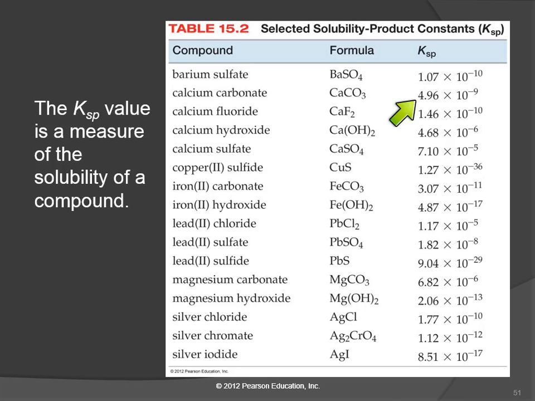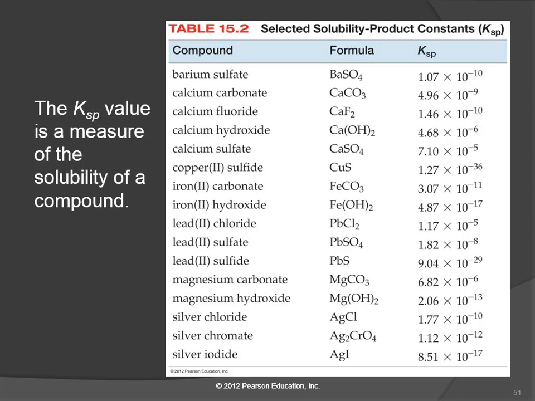So looking at this table, we can see that for some of these things, like lead sulfide, the solubility is very, very small, 10 to the minus 29. And for some of the others, it's larger, like 10 to the minus 6 for magnesium carbonate. That's still not super soluble.